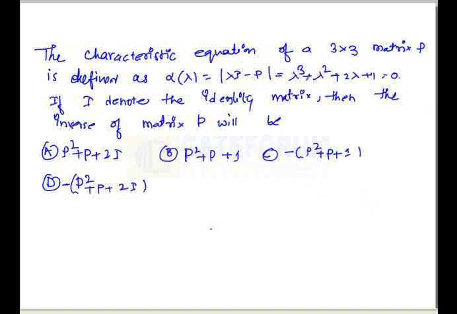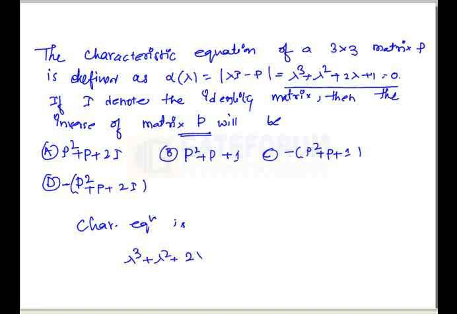The characteristic equation of a 3 by 3 matrix P is given as lambda cube plus lambda square plus 2 lambda plus 1 is equal to 0. Now we have to find the inverse of matrix P. We know that every matrix will satisfy its characteristic equation. So even matrix P must satisfy its characteristic equation. If we substitute lambda as P, then it will be P cube plus P square plus 2P plus I is equal to 0. But we need to find the value of P inverse.